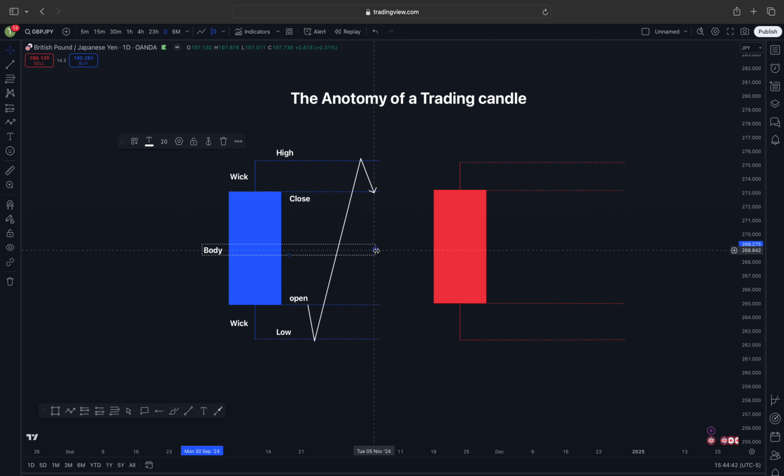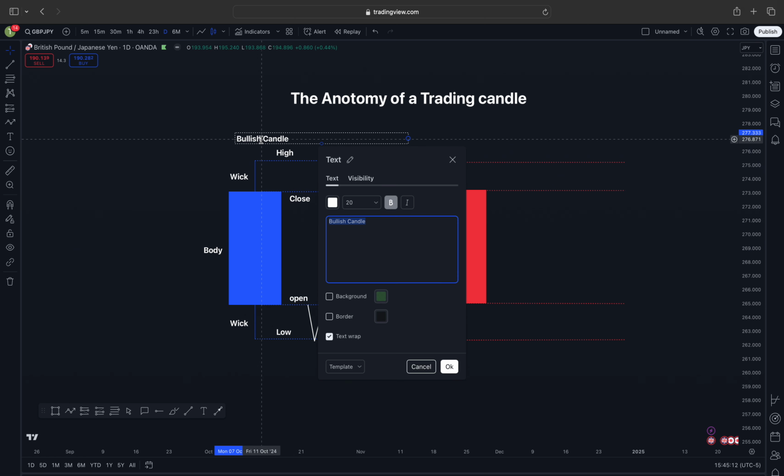So I'm trying to give you guys the terms as a trader, so you know what we're talking about. This is the body of the candle, this is the wick of the candle, this is the wick of the candle, and this is the movement of the candle. Price opens, goes low, then goes high, and then closes, right? So that is what we call a bullish candle.